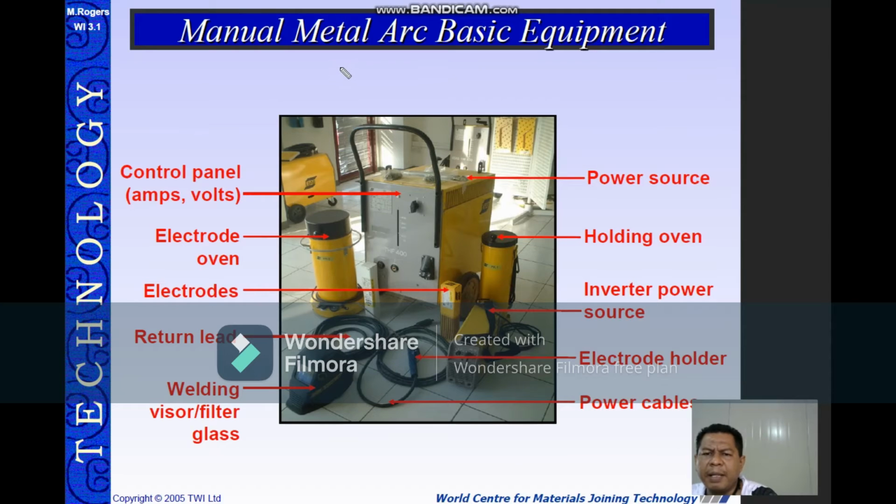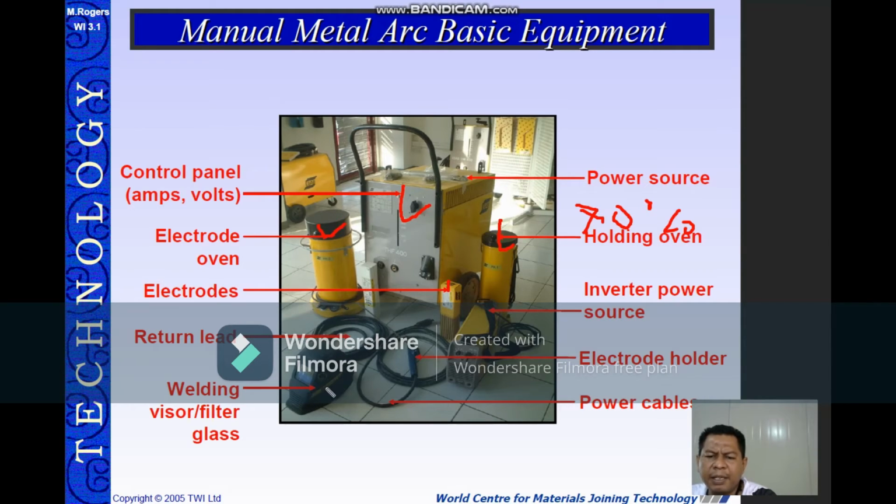So for manual metal arc welding, this is the basic equipment. You can see this one is the ampere and voltmeter. This one is the electrode oven. This normally holds the electrode. This is the holding oven, or we also call it the quiver. This temperature is normally about 70 degrees C.